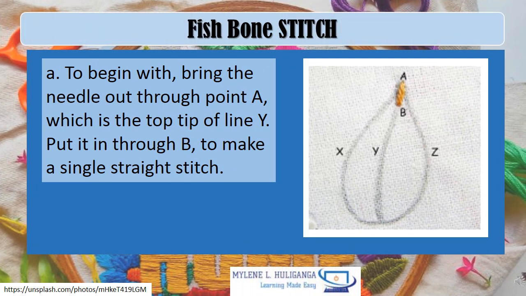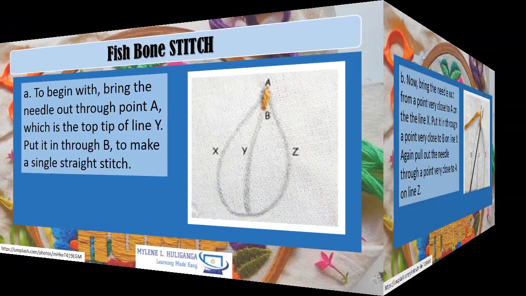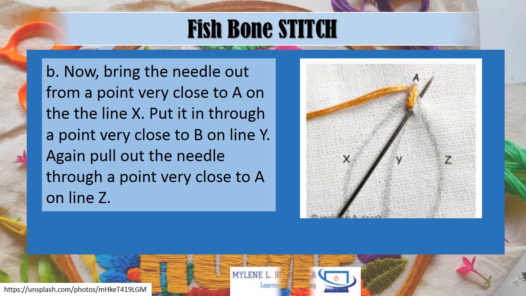Fishbone stitch. To begin with, bring the needle out through point A, which is the top tip of line Y. Put it in through B to make a single straight stitch. Now bring the needle out from a point very close to A on line X. Put it in through a point very close to B on line Y. Again, pull out the needle through a point very close to A on line Z.